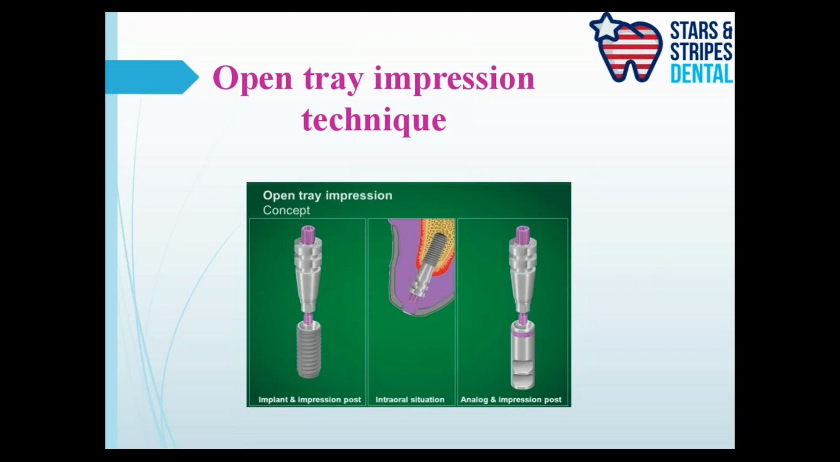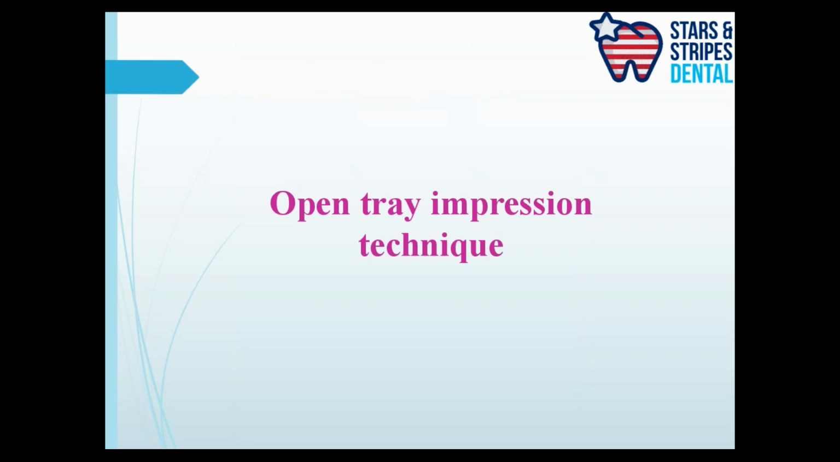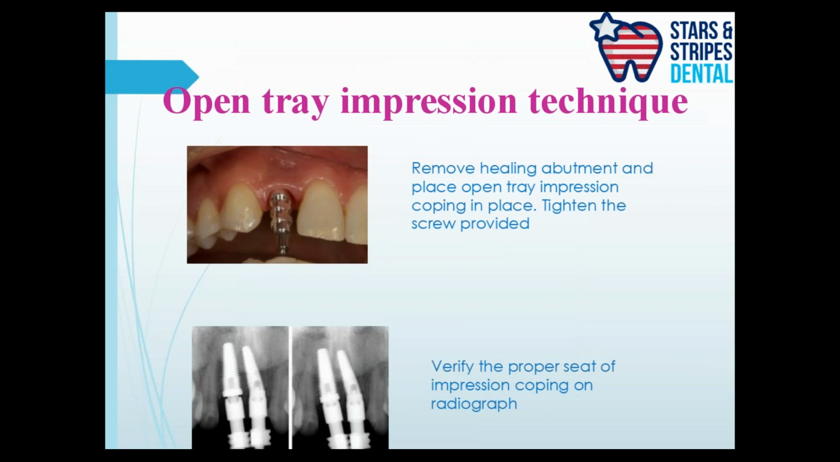So in the open tray impression technique, what happens? The first step is the same, of course. You remove the healing abutment from the implant and you place the open tray impression coping in place. You tighten the screw. Now, if you notice here, the open tray impression coping pretty much looks the same as the closed tray. The only difference is that the screw that holds the coping in place on the implant is longer in open tray. And you will see why.